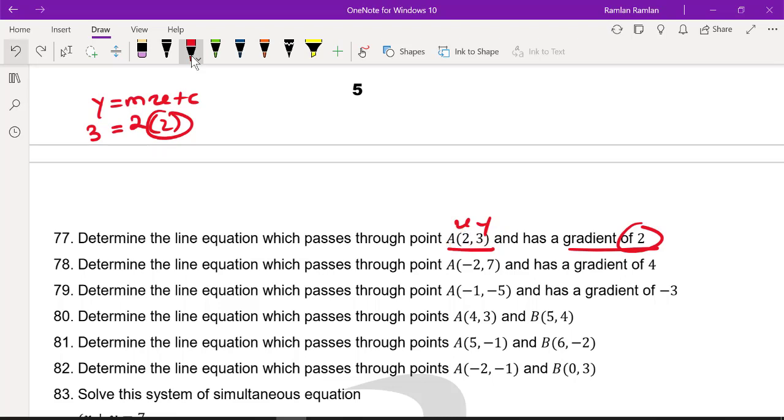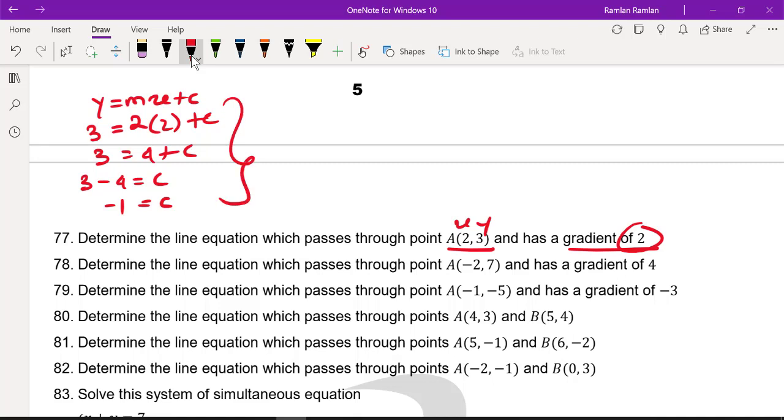Don't mix up. And this 2 here comes from here. Okay, and then plus c. We don't know the value of c, so we can find the value of c by using this concept. So in here we have 3 equals 2 times 2 is 4, and then subtract both sides by 4. That'll be 3 minus 4 equals c, and we know that c is equal to negative 1, right?